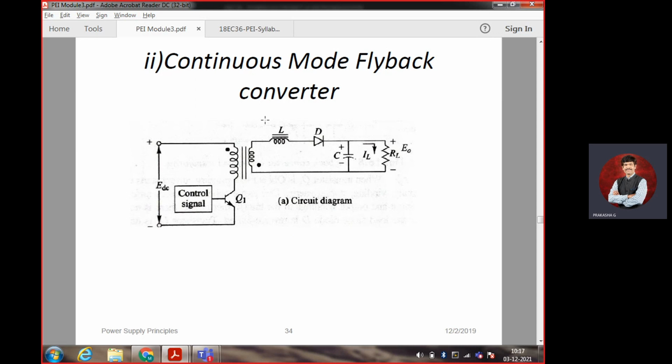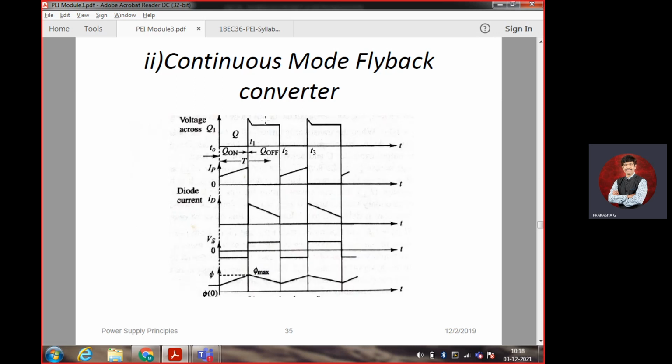So what are the applications with respect to the continuous mode? Generally, I told you computers, printers, TVs, everywhere we use continuous flyback converters, where we continuously need a supply voltage to the load. The voltage should appear at the load itself, whatever load you give.